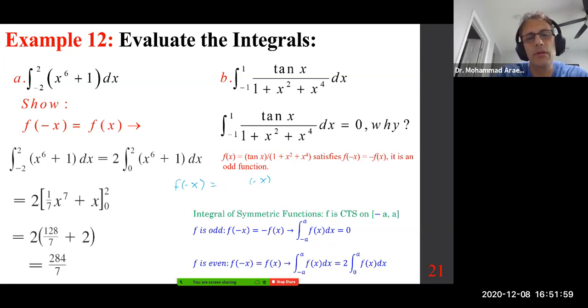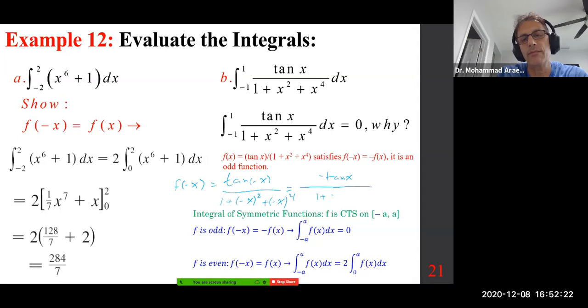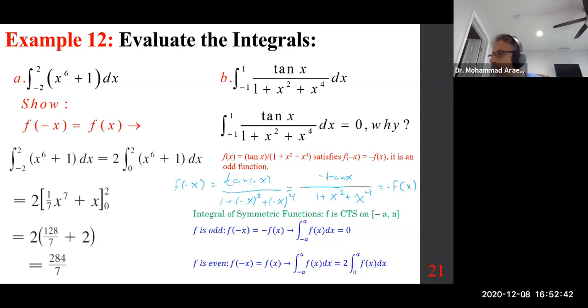Why is this doing that? Tan of minus x over 1 plus minus x squared plus minus x to the power of 4. So you must show that. I hope you realize tan of minus x becomes minus tan x. And the denominator remains intact. So this is minus f of x. You must prove that step by step. You must show your reader this is an odd function and why it's an odd function.